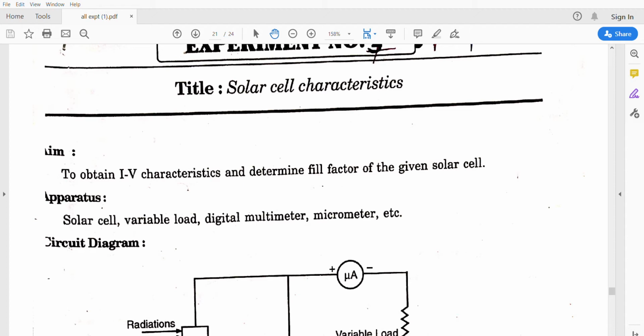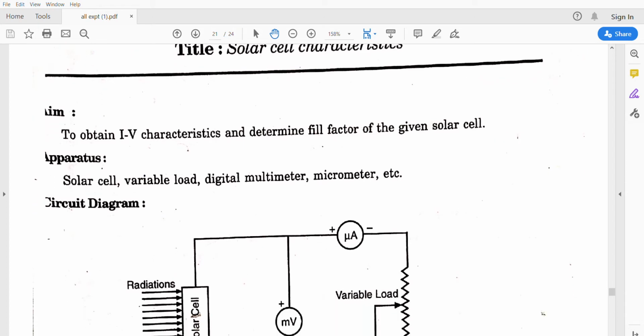The main aim of the experiment is to obtain the IV characteristics and to determine the fill factor of the given solar cell. We need to understand the voltage and current flow in the solar cell and also draw the IV characteristics, how the graph is changing, and also the fill factor. Fill factor is also a main parameter to understand the function of the solar cell.